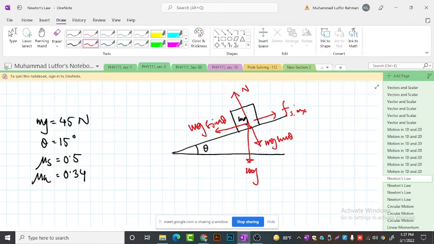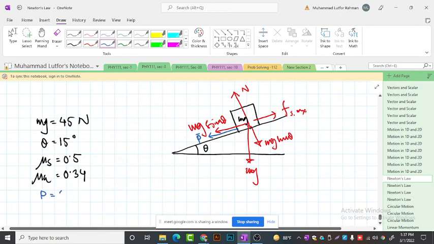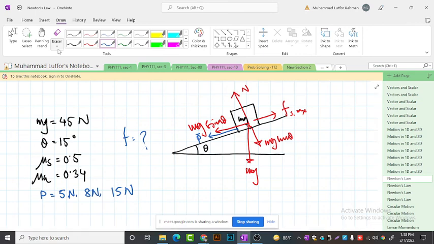Now, to move that system, they apply a force in that direction, say P, and they gradually increase that P. Say initially they apply 5 Newton, the second time 8 Newton, and the third time 15 Newton. Every time they ask me to calculate the frictional force on that block. The question is this one. Do you understand my point?